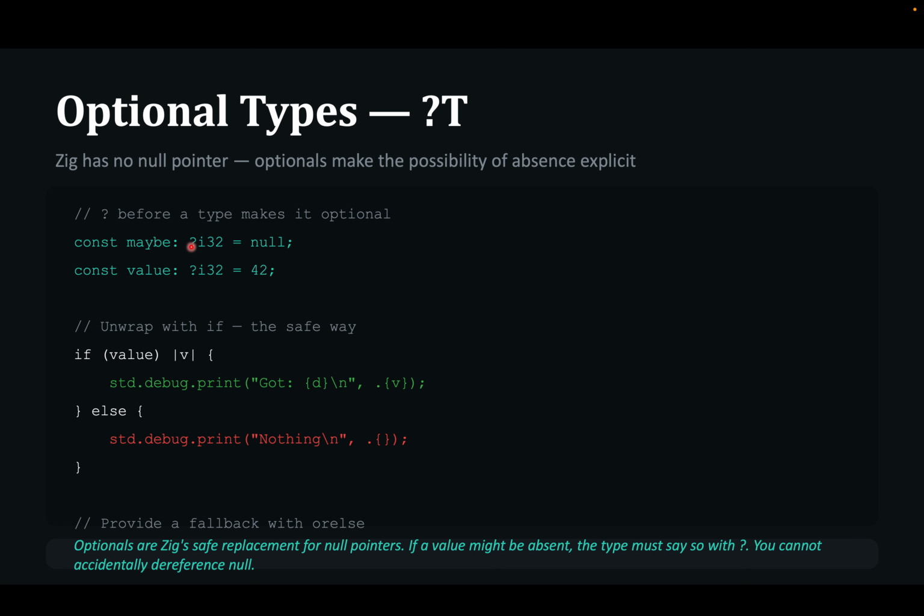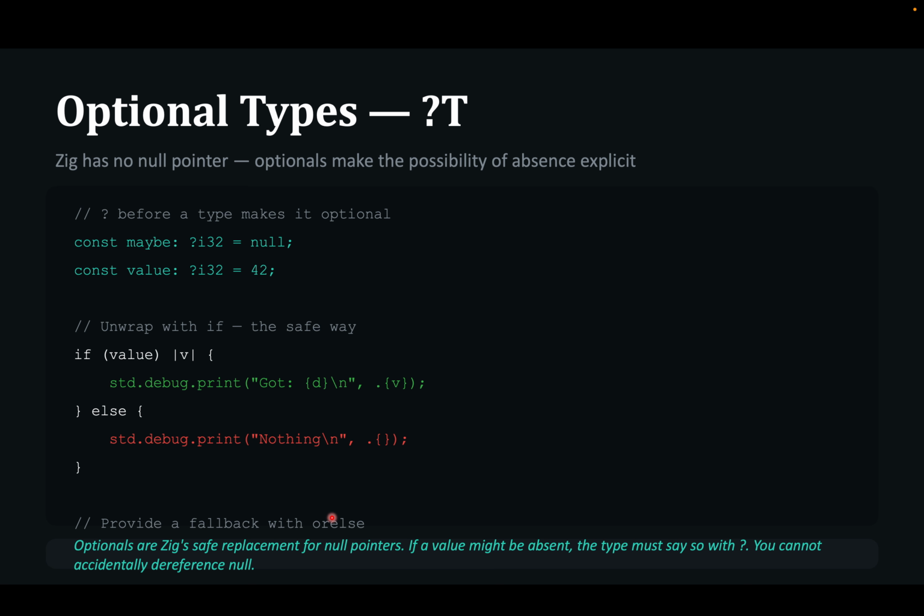So what does this question mark represent? If it's a value, it's i equal to 32. Now, the safe way to use an optional is with an if and a capture. If the value v is not null, execute the block with v bound to the unwrapped value. If the value is null, execute the else. There can also be a fallback with orelse. So you say const result equals maybe orelse 0. In case it's a null value, you will get 0, otherwise you will get the actual result.